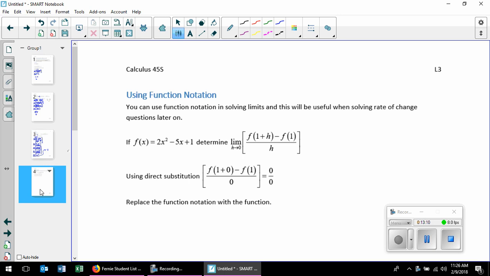You can use function notation in solving limits. It'll be useful when we do rate of change questions later on.